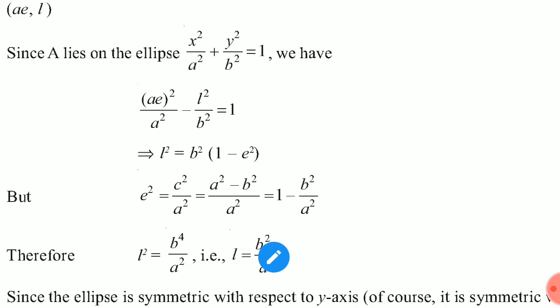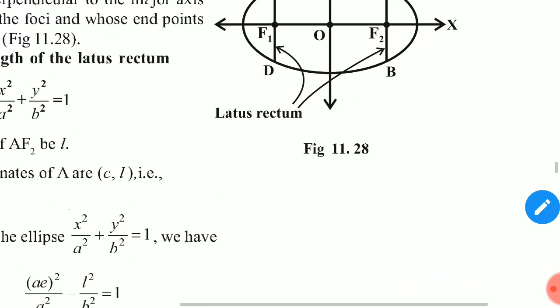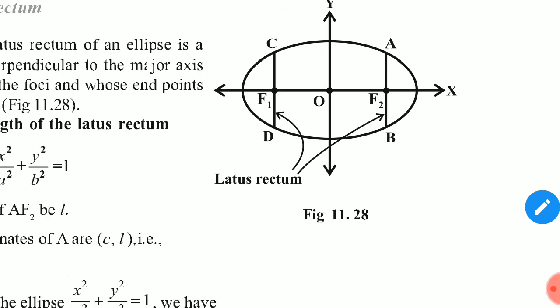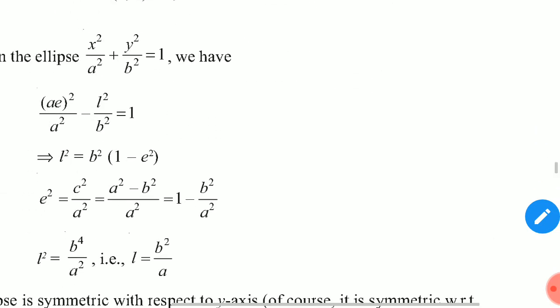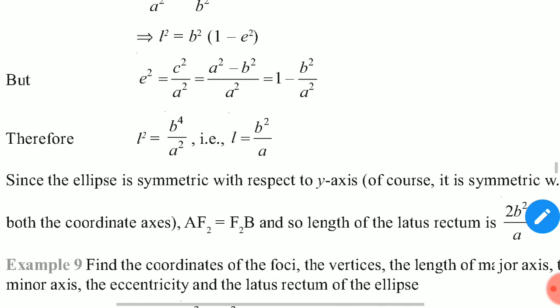This is the value of L square. So what will be L? L will be B square upon A. This is the length of the half latus rectum. This is L, the length of AF2, meaning the half distance is B square upon A.